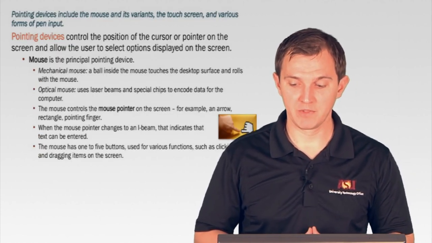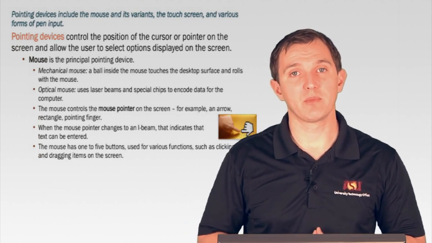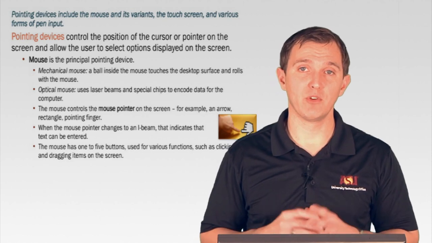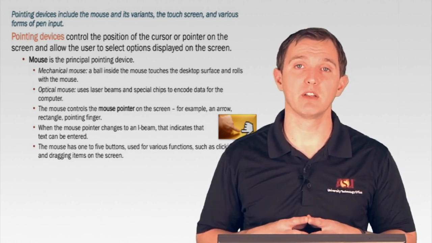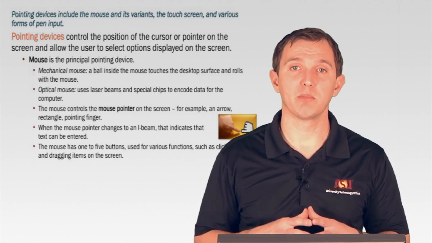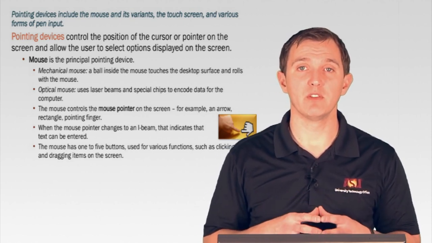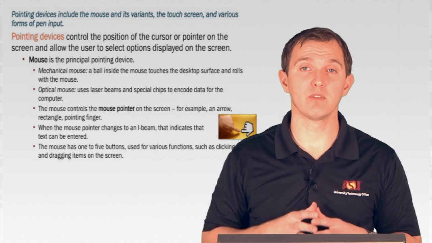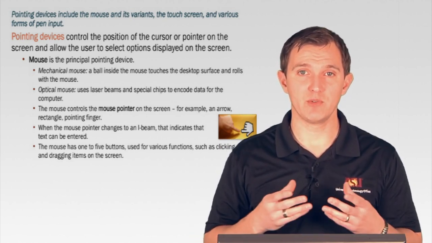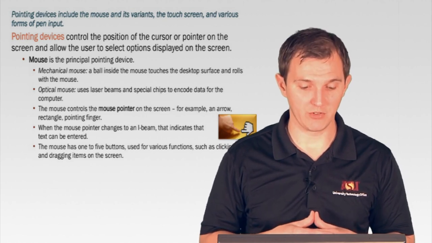Pointing devices. So a pointing device, as we said, is part of the graphical user interface, or GUI. There is no pointing device on a command line interface. Command line interface is text-based only, and the purpose of a graphical user interface is to take the position of the cursor or pointing device, and when you click, it translates that into text-based commands that the computer will understand.